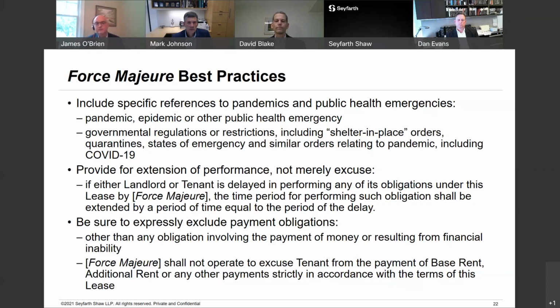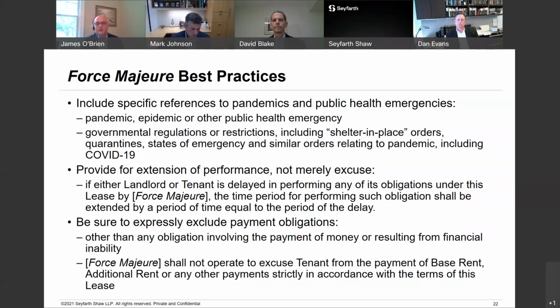So here's an example of language that you can use to make sure that your force majeure clause includes extension of time for performance, not merely excuse. Another one is to be sure to expressly exclude payment obligations. As Mark pointed out, it is classically understood in the common law doctrines that frustration of purpose and the like are not meant to excuse payment. That should be something that could be relatively easily done.